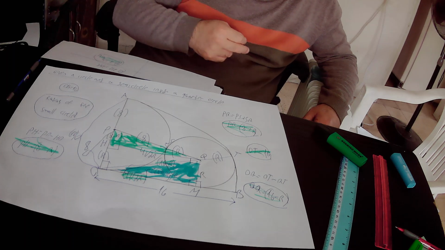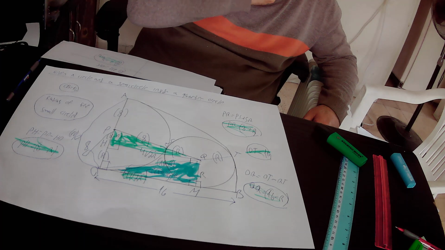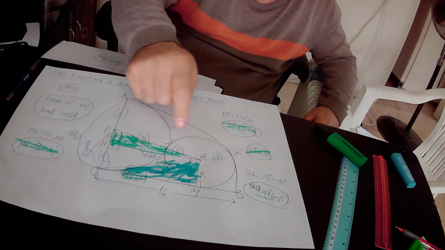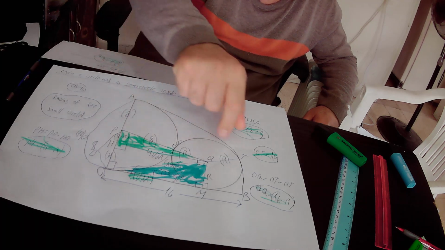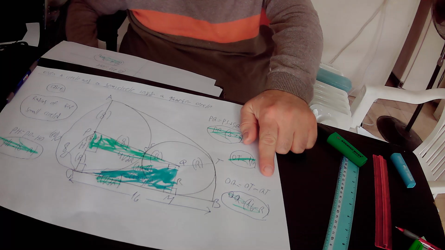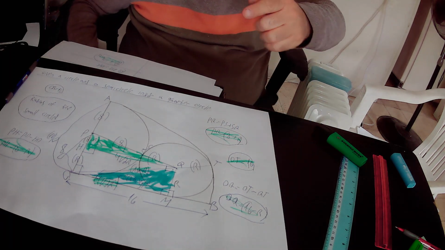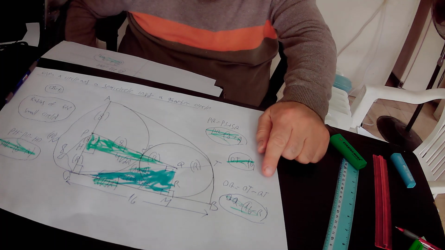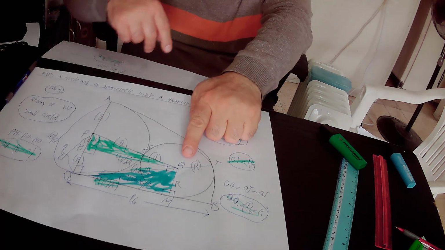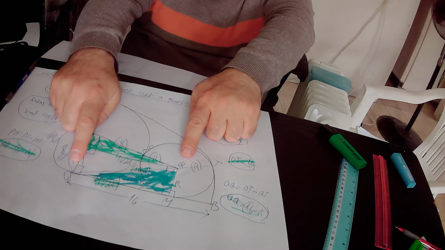And because OQT is one straight line, according to rule 9, it means that OQ equals OT minus QT. So OQ equals OT, that is 16, the radius of the quarter circle, minus QT, that is R. So in total, this side OQ equals 16 minus R units in length.